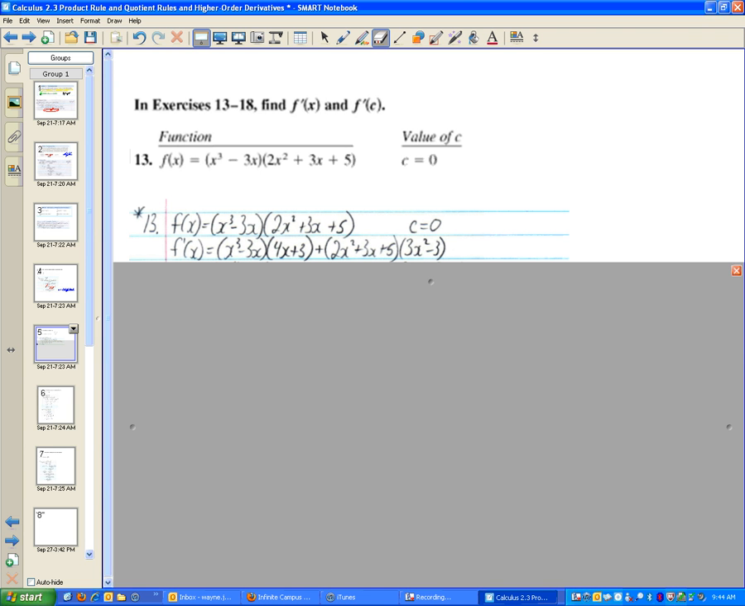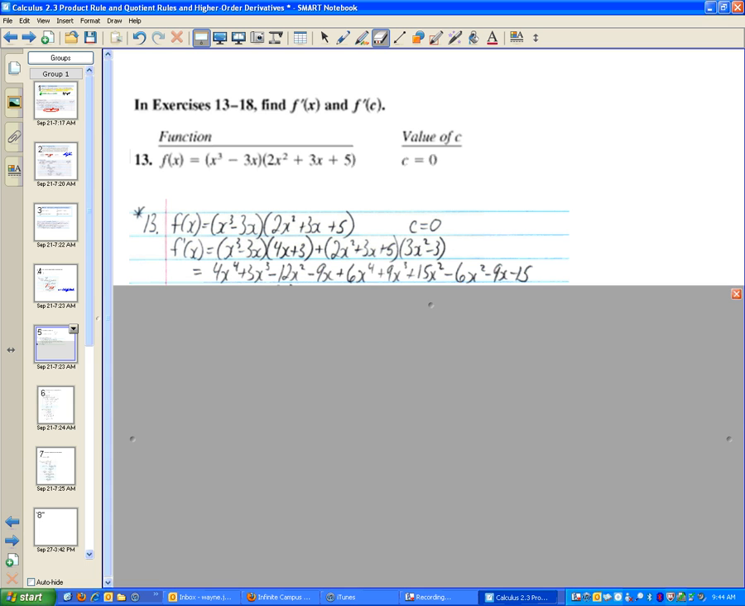Now multiply. You got it. So x cubed times 4x is 4x to the fourth. X cubed times 3 is 3x cubed. Negative 3x times 4x is negative 12x squared. Negative 3x times 3 is negative 9x. So that takes care of the first multiplication.